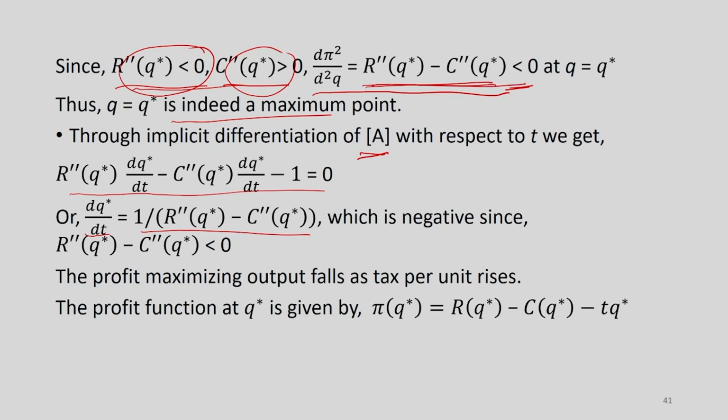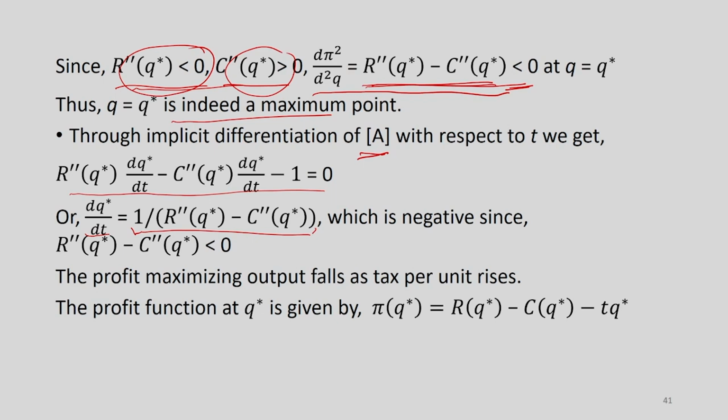Okay. So, basically what we have got is what we were required to get. We were supposed to find out what is the change in the equilibrium output with respect to change in the tax rate, which is dq star dt. That we have found out, and it is given by 1 divided by R double prime Q star minus C double prime Q star.